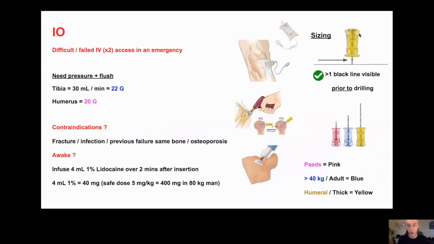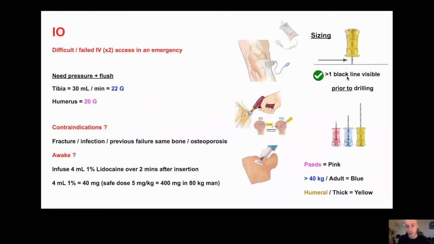But I will just quickly talk about sizing up an IO needle. So there are 3 different types of needle that come with the IO. Easy to remember, PEDS is pink, humeral is yellow. I just think of the bone color, for some reason that works for me. And then in the middle, you've got blue.